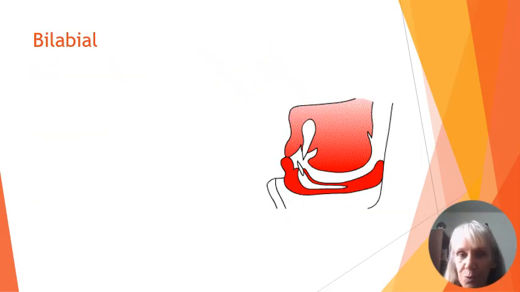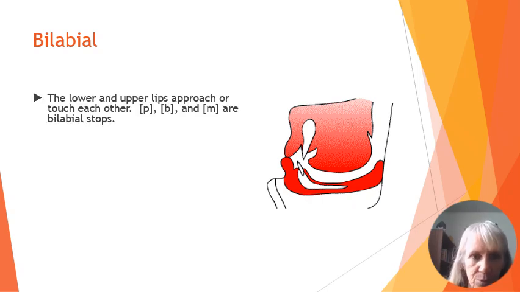So let's look at the first one. Bilabial. Bi is two, lab is lip. So we're talking about two lips. And you see that picture of the two lips touching? So we see right here that the two lips are touching. So let's look a little bit more into this.